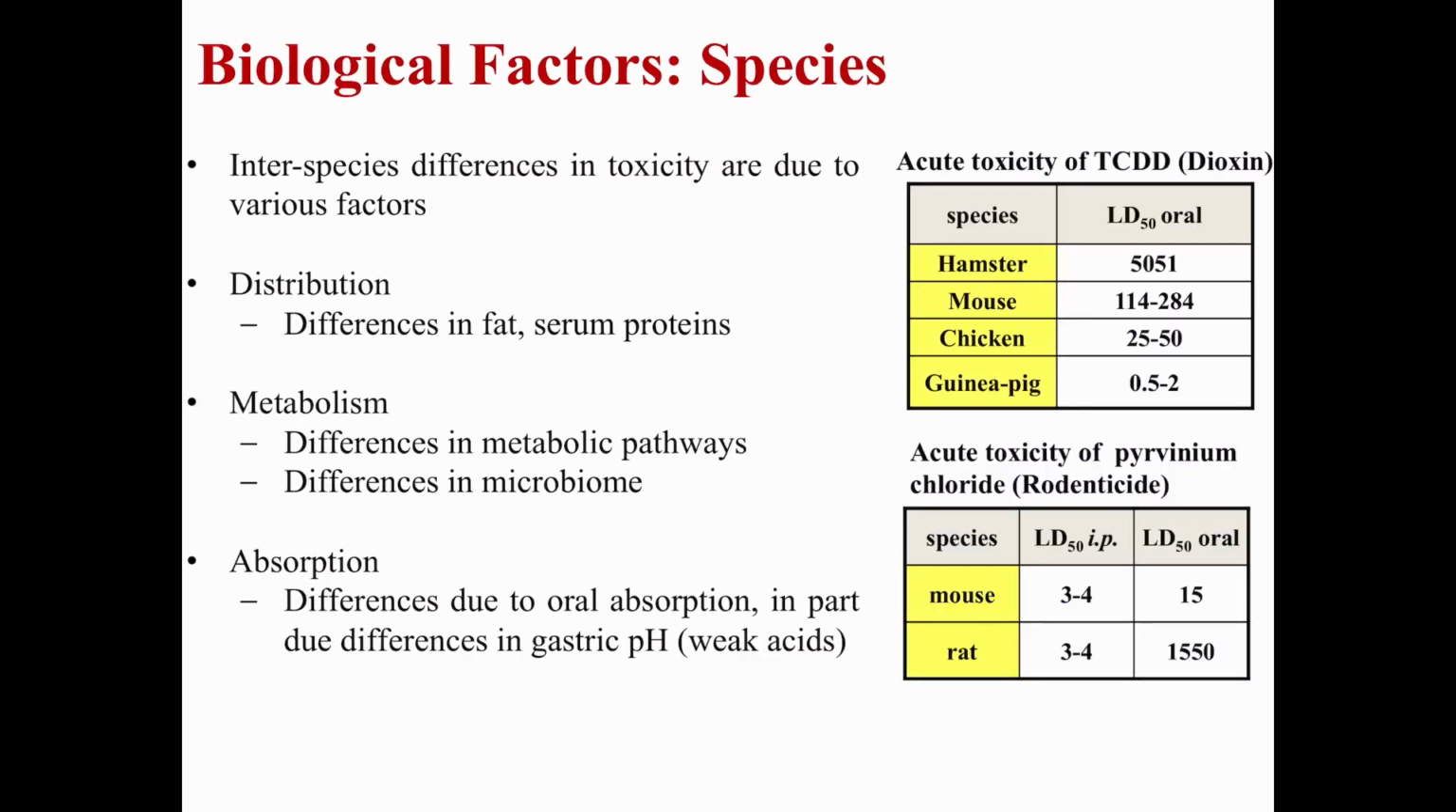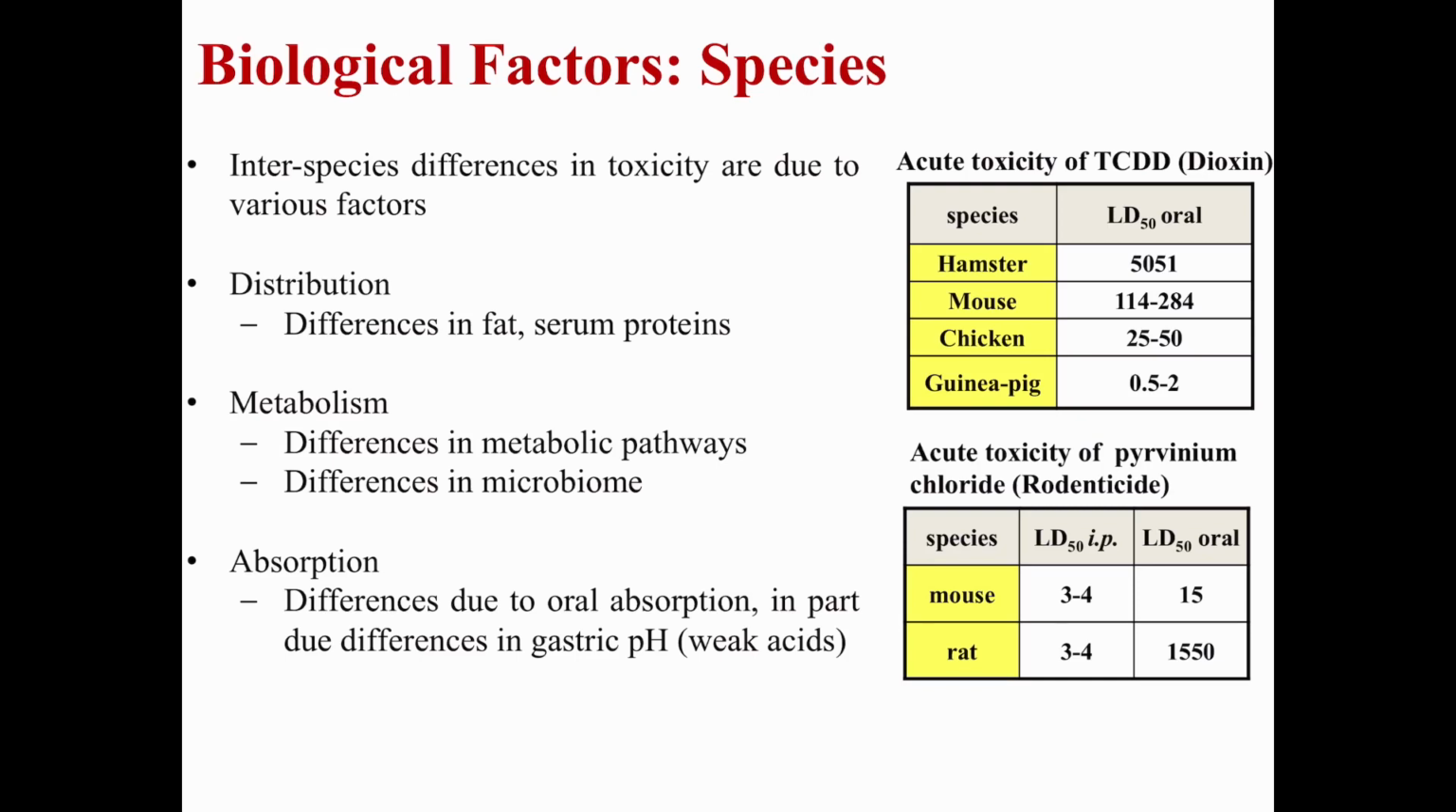In addition to chemical factors, there can be biological factors, in that you can have interspecies difference in toxicity. As we can see by the tables on the right, the same compound can have different toxicity in different species. The 2 tables show the LD50 values for 2 different compounds: TCDD, which is a dioxin, and previnium chloride, which is a rodenticide. Remember, the lower the LD50 value, the more toxic it is to that species, as it means it only takes a small dose to kill 50% of the population.